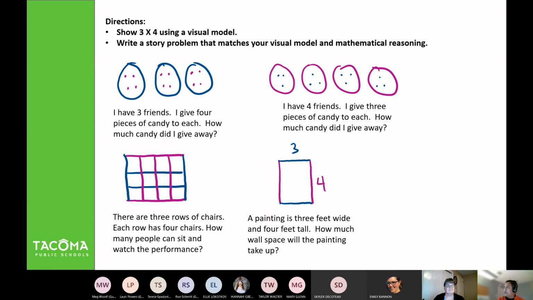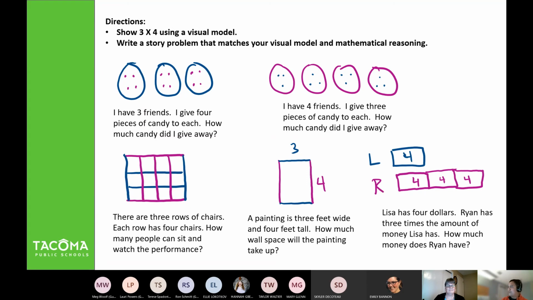And the last way a student might think about this is as a comparison. So a situation like this goes something like this. Lisa has $4 and Ryan has 3 times the amount that Lisa has. So how much money does Ryan have? Okay, so here are just a few ways that students might think about this in our classroom.